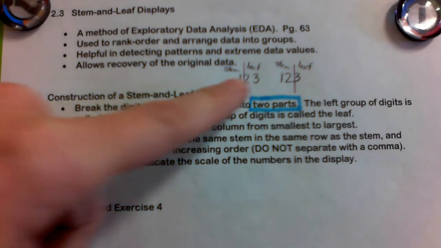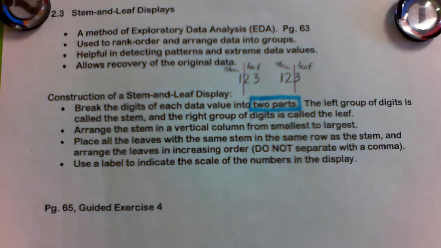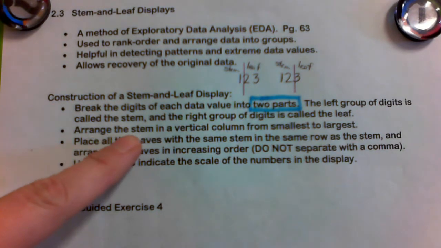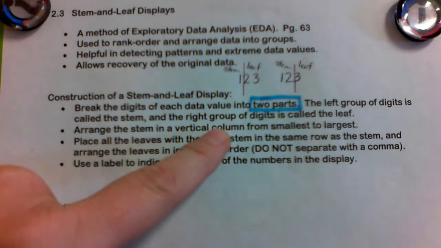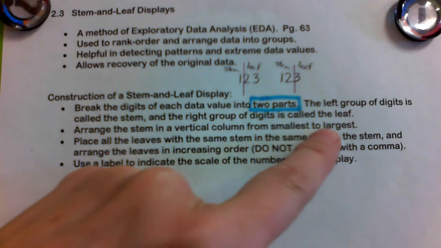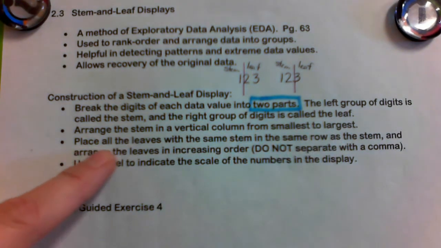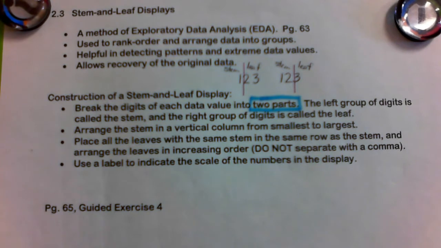Then, once you have decided how to divide your numbers, you will arrange the stems in a vertical column, up and down, from the smallest to the largest. Then you will place all of your leaves, which I'll show you an example of in a little bit. And then you always need to be sure to label so you know what the numbers represent.